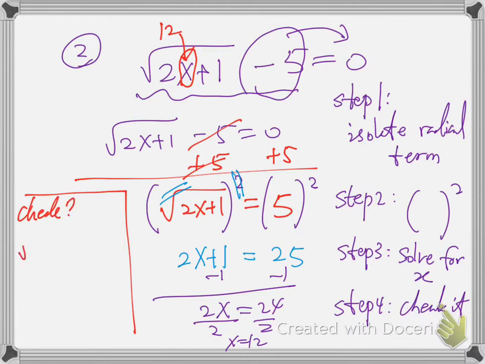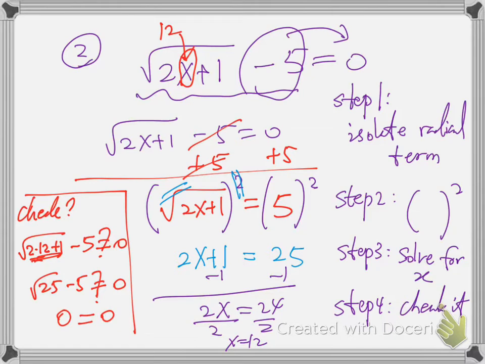Radical 2 times 12 plus 1 minus 5. We want to see whether this is equal to 0. 2 times 12 is 24, 24 plus 1 is 25, so radical 25 minus 5 is 0. So 0 is 0, we got a solution. Number 12 is the solution for this linear equation and for this radical equation.